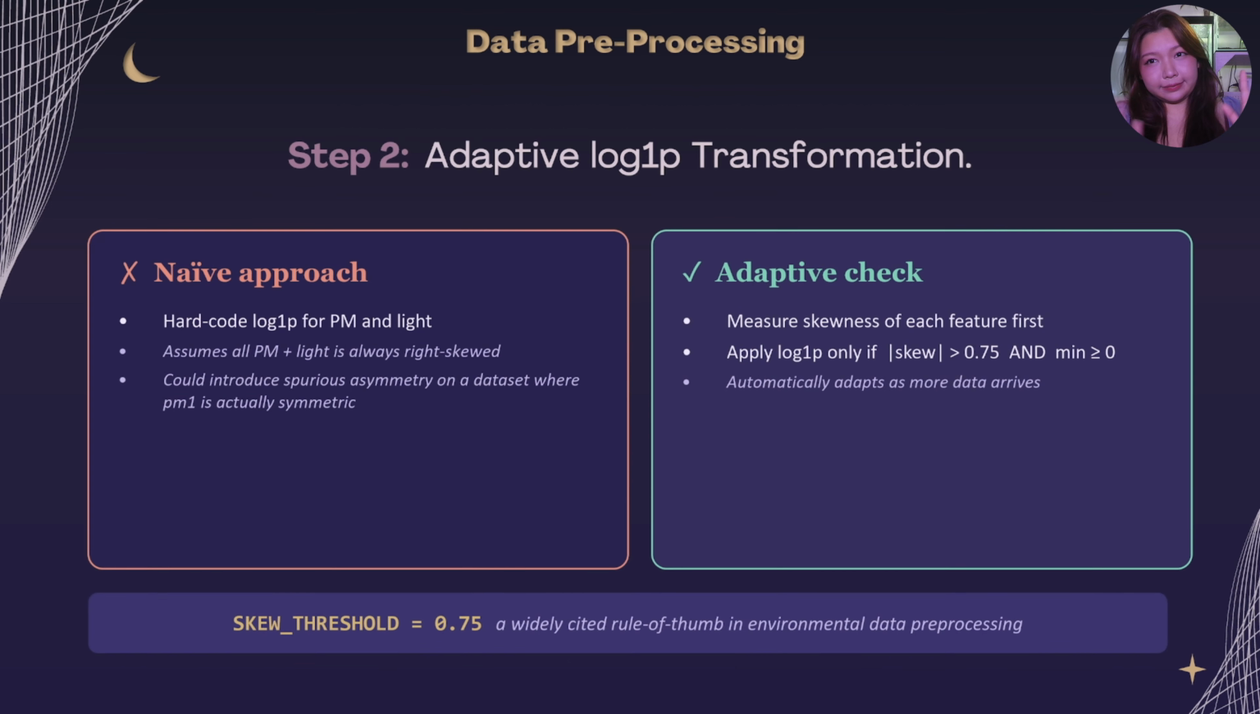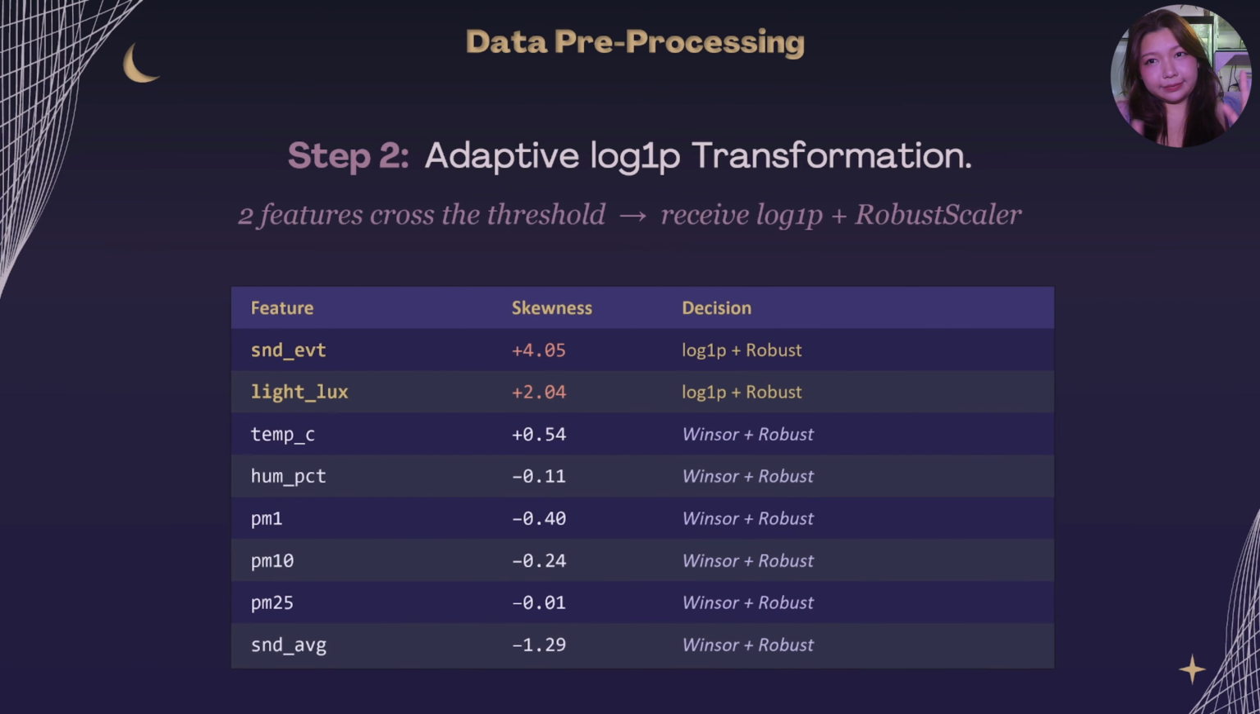Step 2. Adaptive log1p transformation. Instead of hard coding which features get log transformed, we measure actual skewness from the data and apply a threshold of 0.75. Why adaptive? Because applying log1p to sound average, which is negatively skewed at -1.29, would add asymmetry, not remove it. The check prevents that mistake automatically, even as the dataset grows.